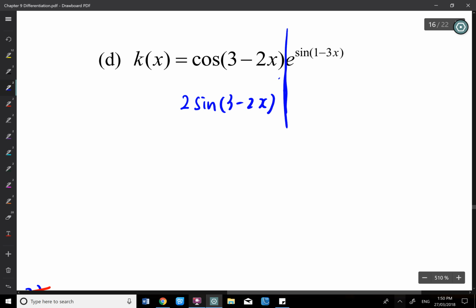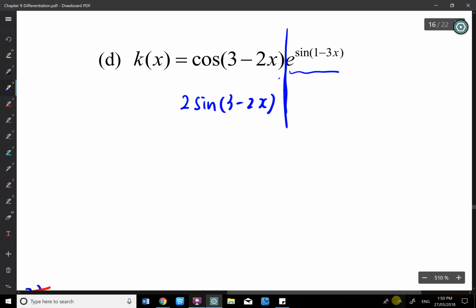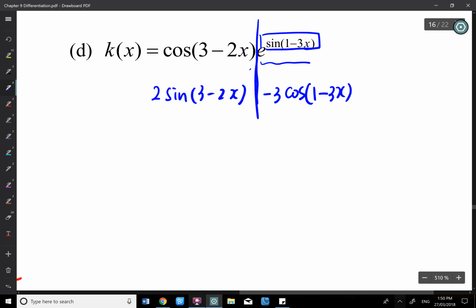What's the derivative for the next one? Tell me what we need to do. What we need to derive is the power. The power is sine(1 minus 3x). Okay, we need to derive the power. So I will have a negative 3, and sine becomes cos(1 minus 3x). That's the derivative of the power. And what else should we have?